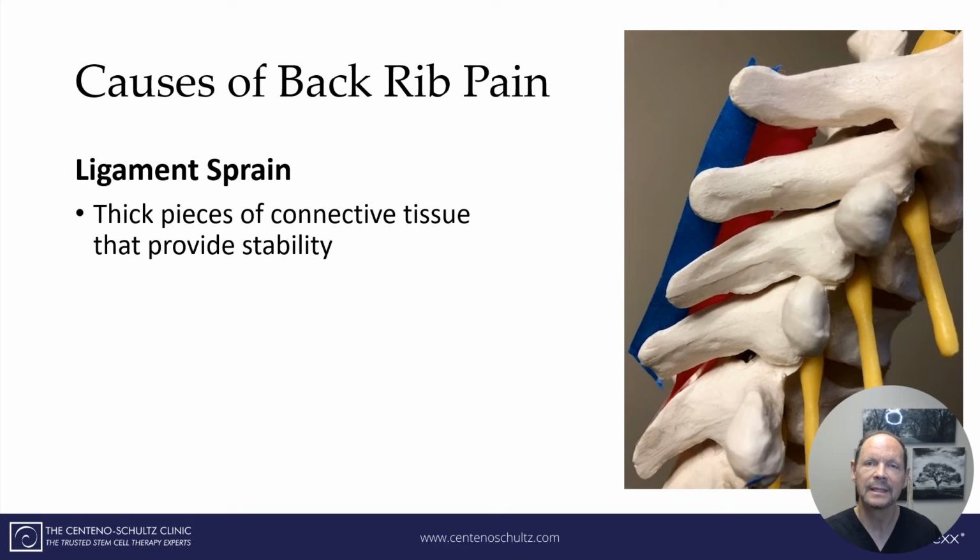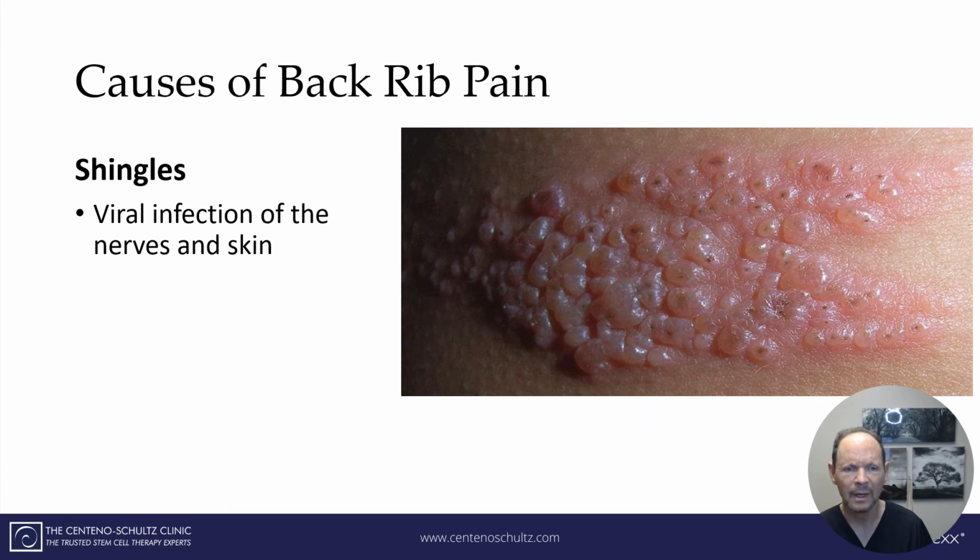The next one is a ligament injury. Ligaments are those thick pieces of connective tissue that connect bone to bone. In doing so, they provide critical stability. So some patients have trauma and they have injury to those ligaments, giving rise to back rib pain. And you can see in this illustration the different layers in the thoracic spine. This is a side view. This is a spinous process. And what I've depicted here is the supraspinous and interspinous ligament, both of which can be injured.